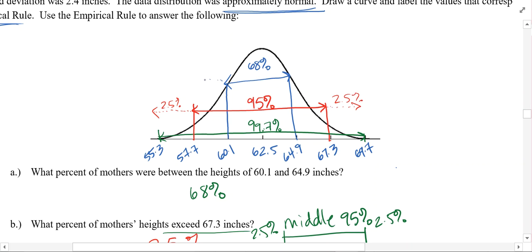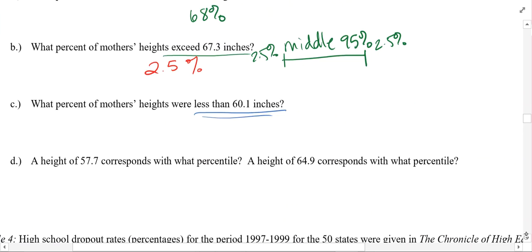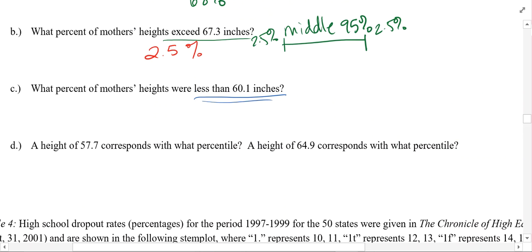So that means that in this direction there is 16%, and in this direction there is 16%. Okay, so what percent of mothers' heights are less than 60.1 inches? That would be 16%.